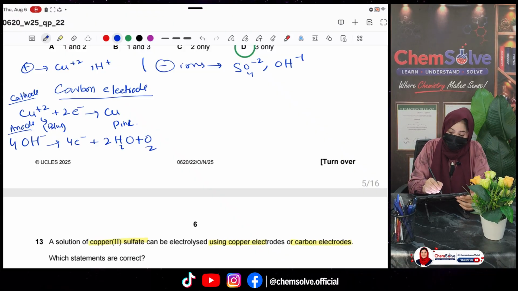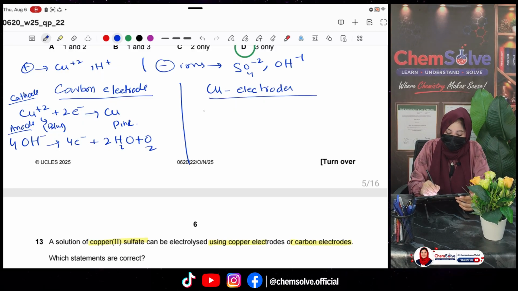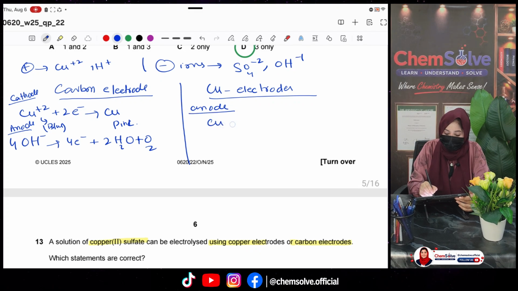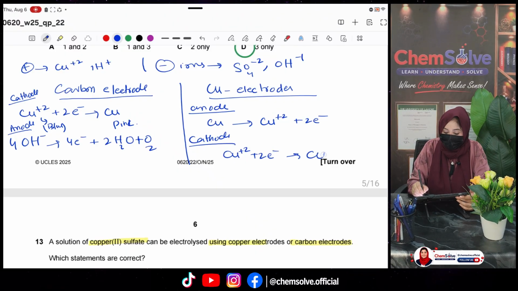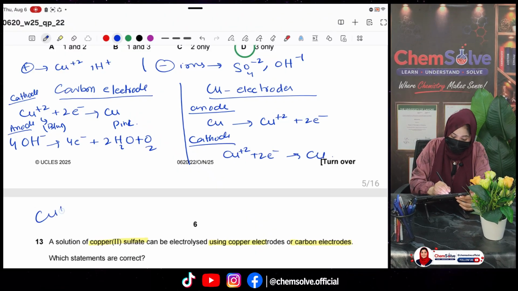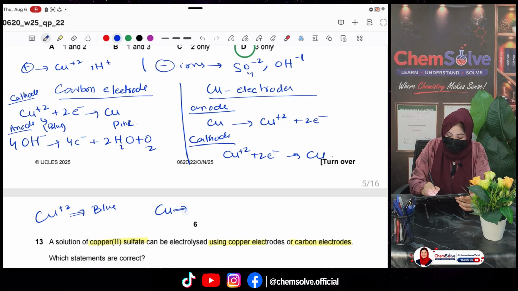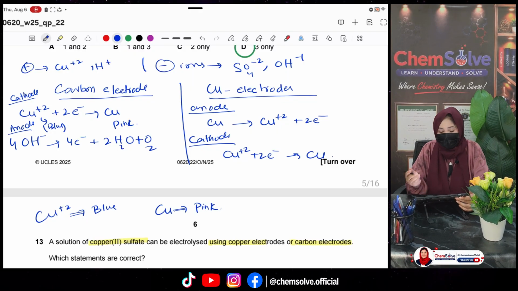Okay. So when we use copper electrodes, at the anode, copper itself oxidizes to form copper ions, while at the cathode, Cu2+ ions get reduced and form copper. And always remember that Cu2+ ions are blue and copper metal itself is a pink or brown deposit.